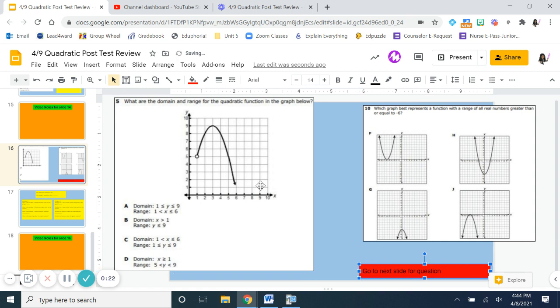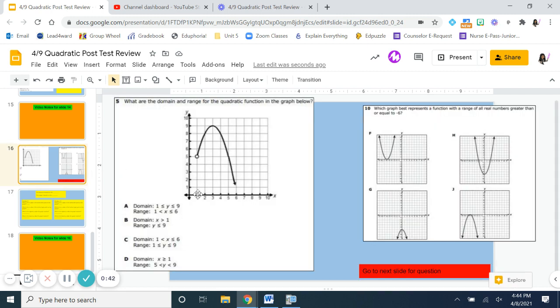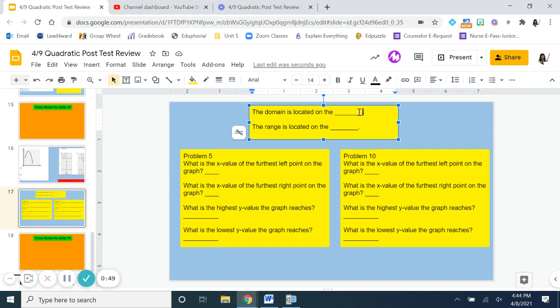Okay, so 5 says, what are the domain and range for the quadratic function in the graph below? If I look at 17, this slide actually goes with slide 16. So the first thing that I really want to focus on is where is the domain located on the graph? If I look at my graph here, the domain is going to be my x-axis, or my x values. So here I'm going to put x values. The domain is located with the x values.